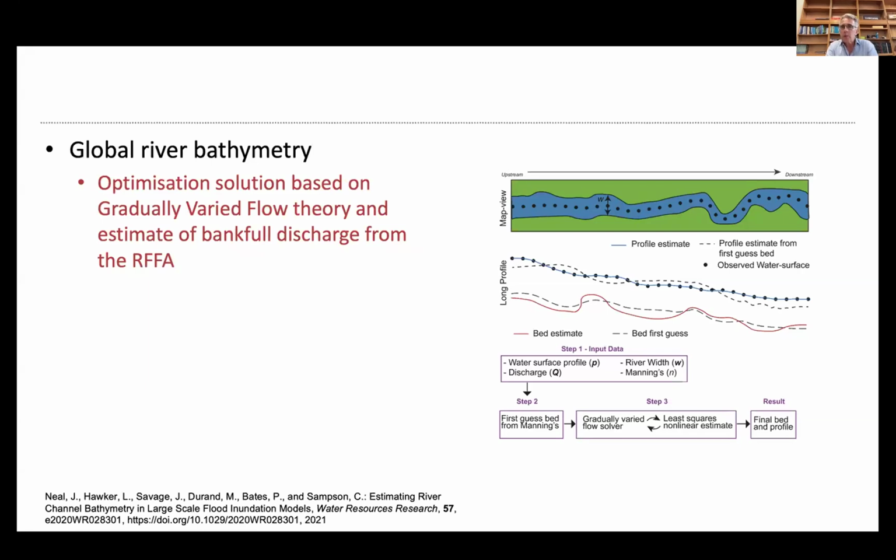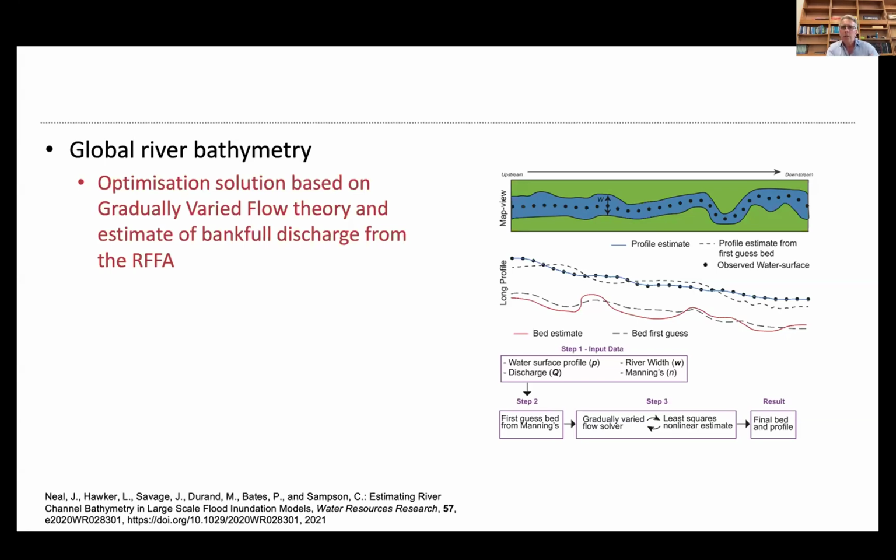As I've said a couple of times, we don't have global river bathymetry, and therefore we have to estimate that in some way. And the way we do it here is a method developed by my colleague Jeff Neal. We use gradually varied flow theory to invert where the bathymetry should be, given an estimate of the height of the channel banks, which we get from the DEM, and an estimate of the bankfull discharge, which we get from our regionalized frequency analysis.